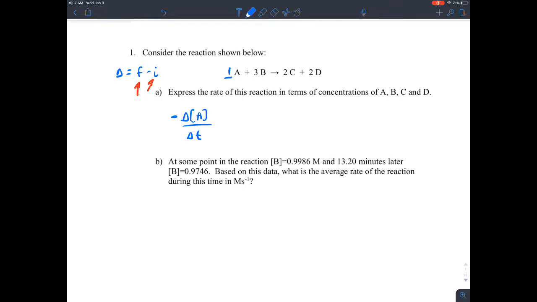Now, this particular question asks us to do it with respect to A, B, C, and D. So we're going to do the same thing for B, C, and D. Remember, because of this coefficient of 3 in front of B, we're going to divide by 3 because we want it per mole of each of the reactants. Because, again, the rate for B would be 3 times if we don't accommodate per mole. So, again, B is also a reactant, so it's going to be negative. And then we do the same thing: change in the concentration of B over the change in time.